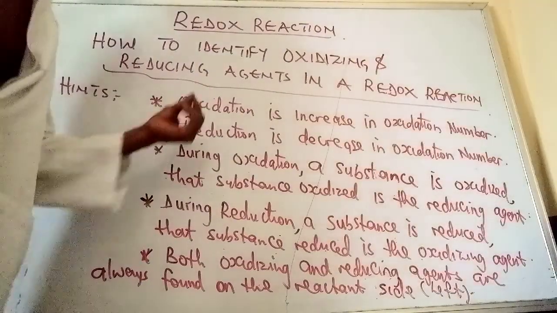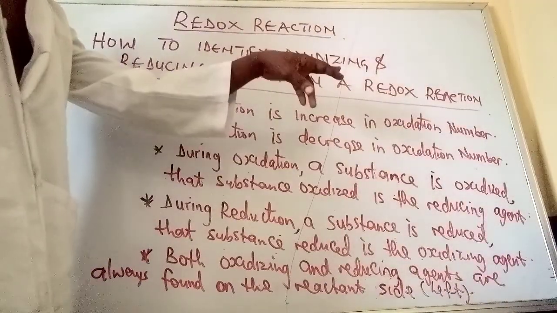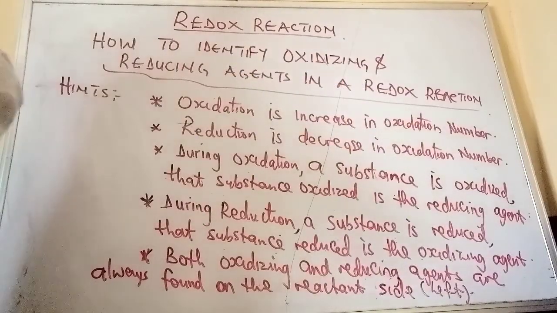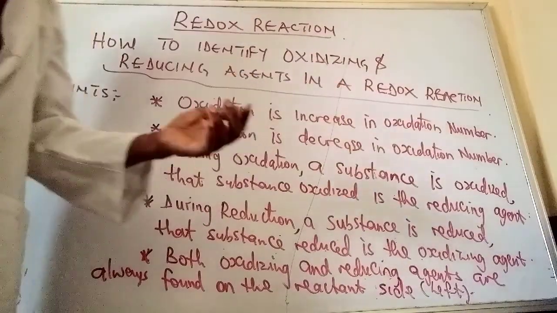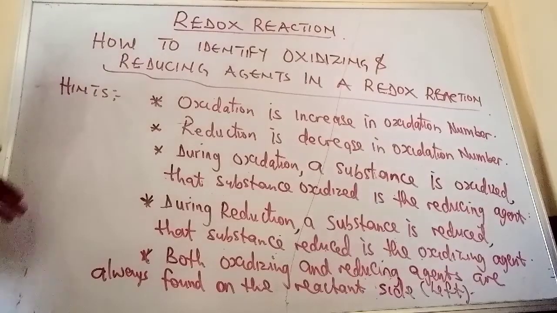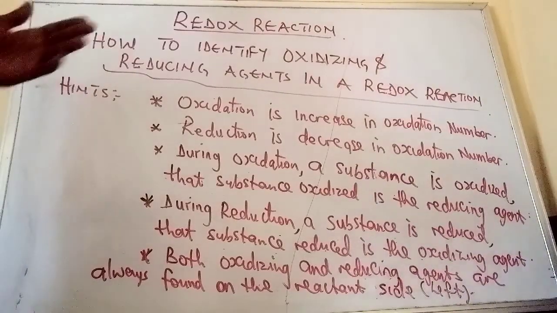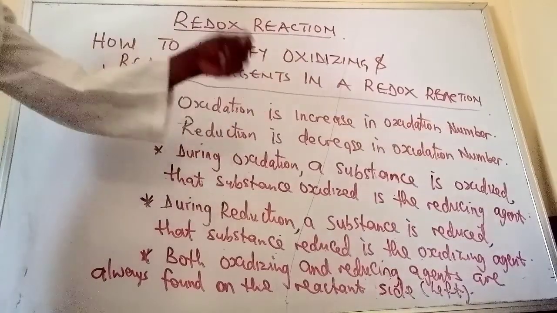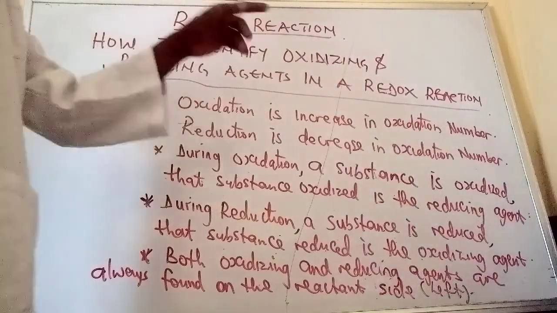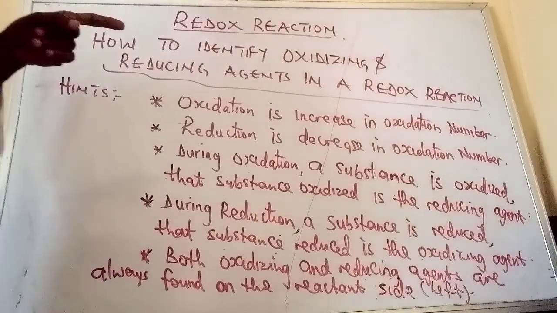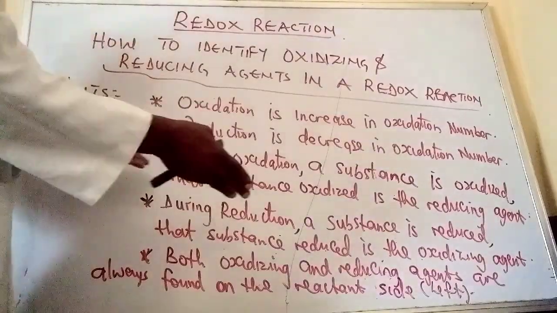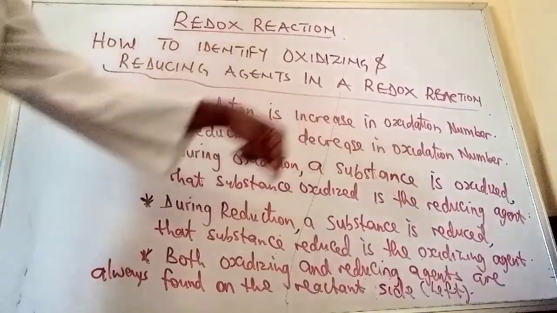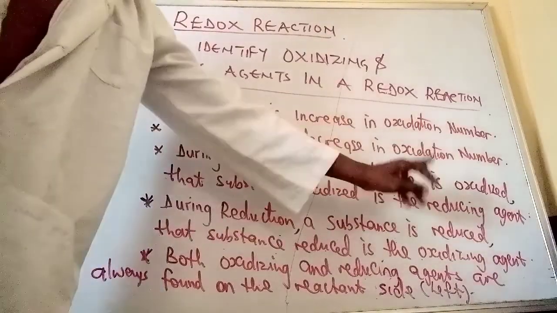Alright, oxidation can be defined in terms of oxidation number as increase in oxidation number. So if oxidation number of a substance is increasing from left to right, that is from the reactant side to the product side, it shows that process is oxidation. While the oxidation number, when it decreases from left to right, that is from the reactant to the product side, it shows reduction process. During oxidation, any substance that is oxidized is called reducing agent.